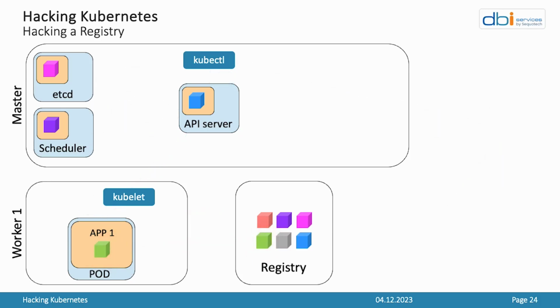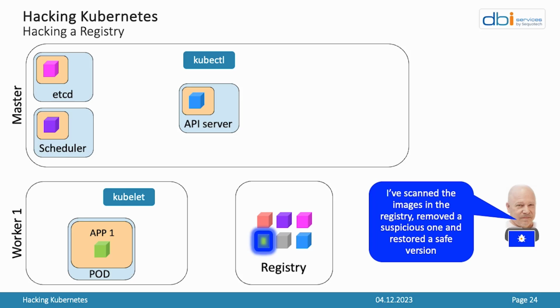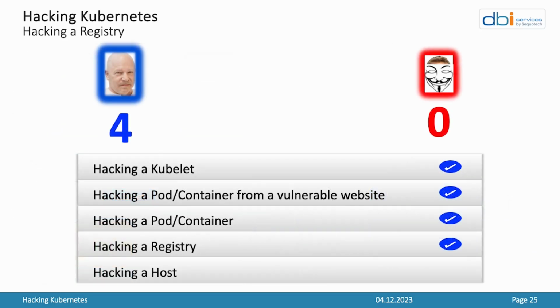This attack could be mitigated by the blue team because they can scan the image, see if there is something suspicious, and maybe compare the hash key with the known hash key of my original image. And if it's not the same, then they could replace that image and so restore a safe version of my image. And that's a fourth point for the blue team.